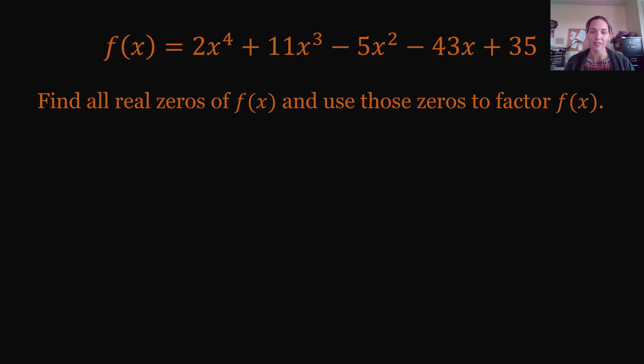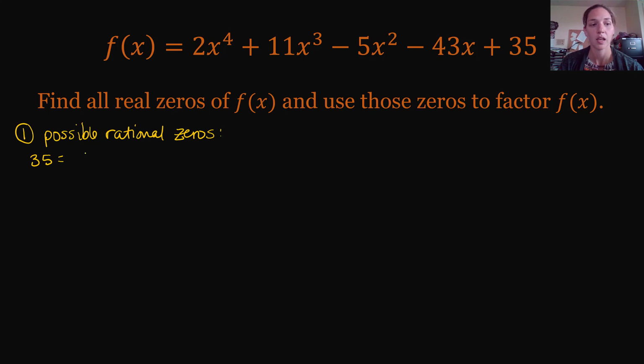Find all real zeros of f of x and use those zeros to factor it. So we have this big 4th degree polynomial, 2x to the 4th plus 11x cubed minus 5x squared minus 43x plus 35. And we're going to figure out first, what are the possible rational zeros? What are the factors of 35? 1 and 35.